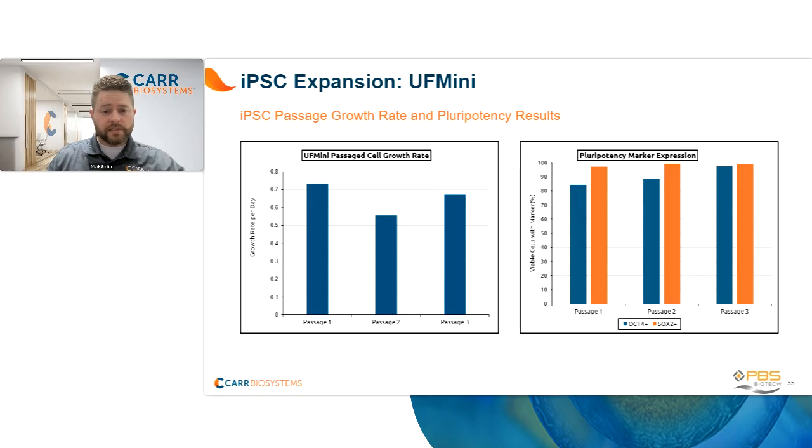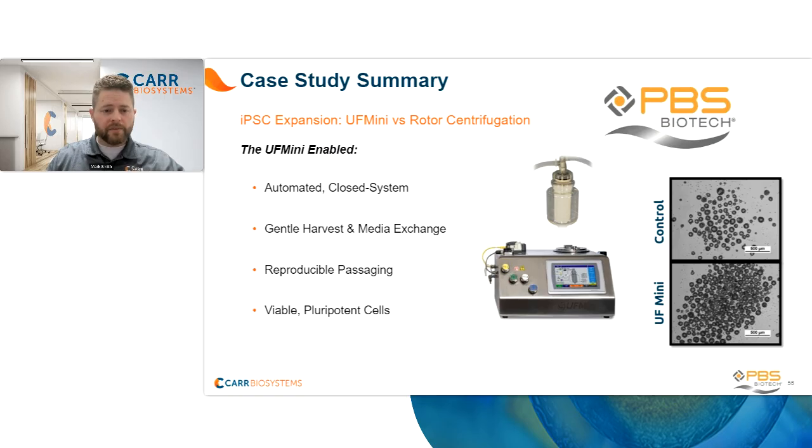So for this case study, they were able to use an automated closed system, keep that reproducibility of passaging, and keep that pluripotency, which was so critical to this particular process.